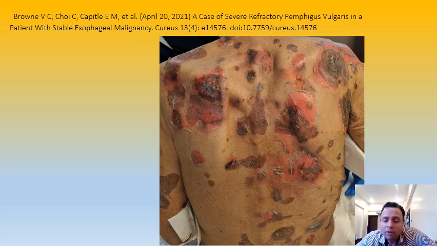If you cannot say the size from this and this, you can just say extensive erosions. You can say crusting is present. The crusted erosions, you can say, some are crusted plaques. Some have already reepithelized. There is hyperpigmentation.